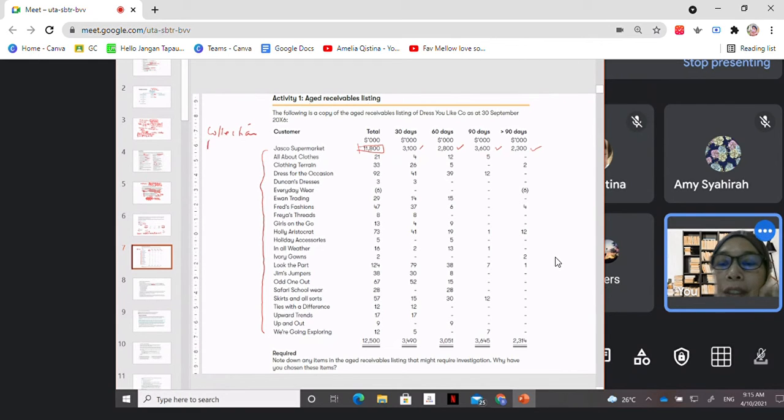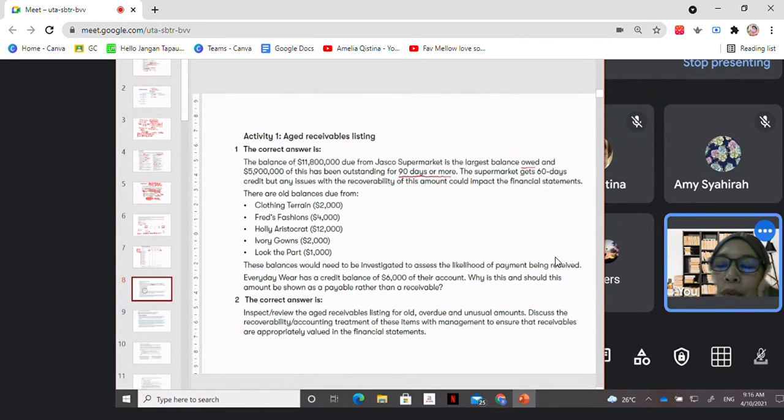If the company's collection period, normally in the previous year, is only 90 days, then here the figure of 5,900,000 and 2,300,000 is considered longer than the average. So you have to audit that figure.